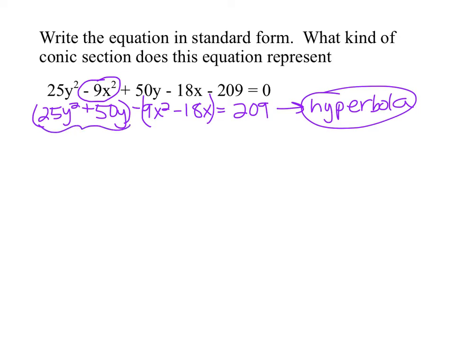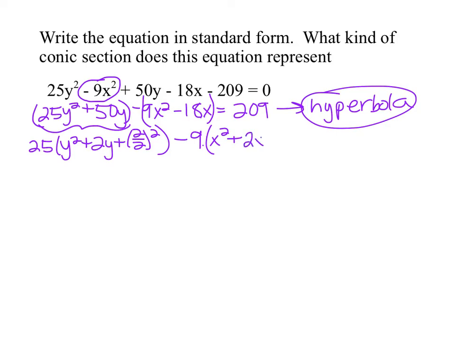So let's finish this up. For our y's, we're going to factor out a 25. And then add b over 2, so 2 over 2 squared. And then we're going to subtract 9 times x squared plus, this is going to be a plus because it's minus 18x, and this is a minus 9 out front, so you want to keep the negative there. So plus 2x plus 2 over 2 squared equals 209.